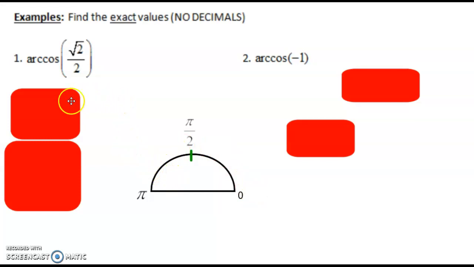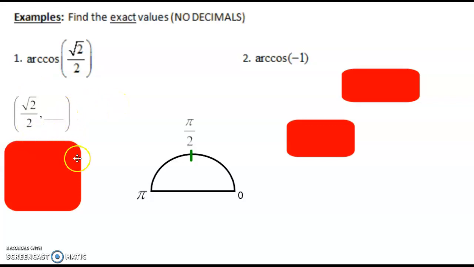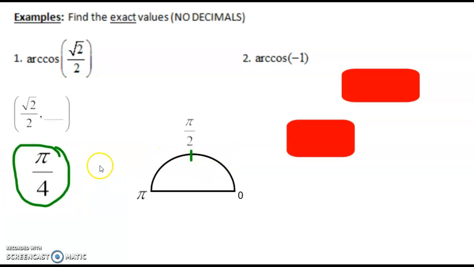So remember, cosine is the x value for numbers on our unit circle. So we're looking in those two quadrants, what angle measures have an x value of √2/2. That's going to happen over there at the right at pi over 4. So pi over 4 is the arc cosine of √2/2.